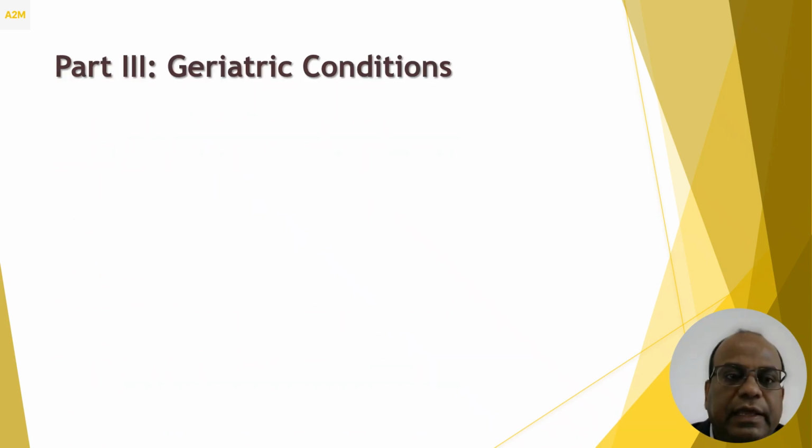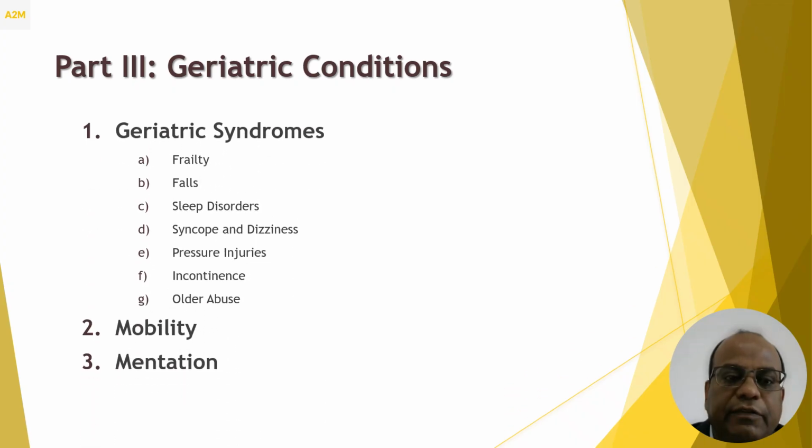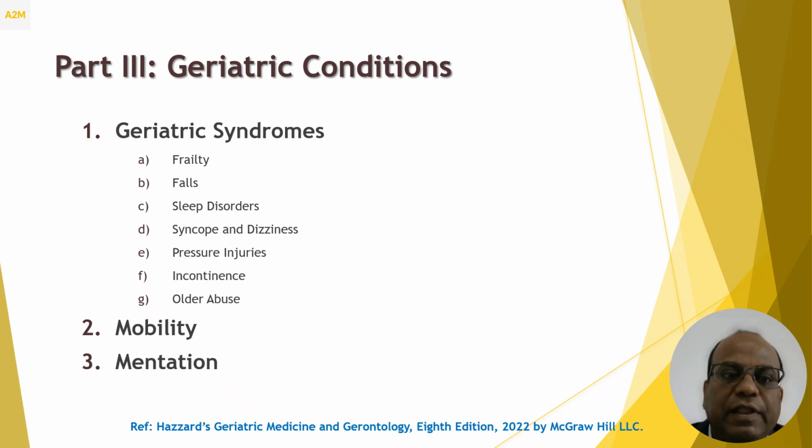Now, part 3, here we discuss common conditions faced by older people. For example, frailty, falls, sleep problems, dizziness, pressure injuries, incontinence, cognitive decline, elder mistreatment, mobility issues, and mental health. These conditions often occur together and need a careful person-centered approach. Understanding these syndromes helps clinicians detect problems early and prevent avoidable decline.